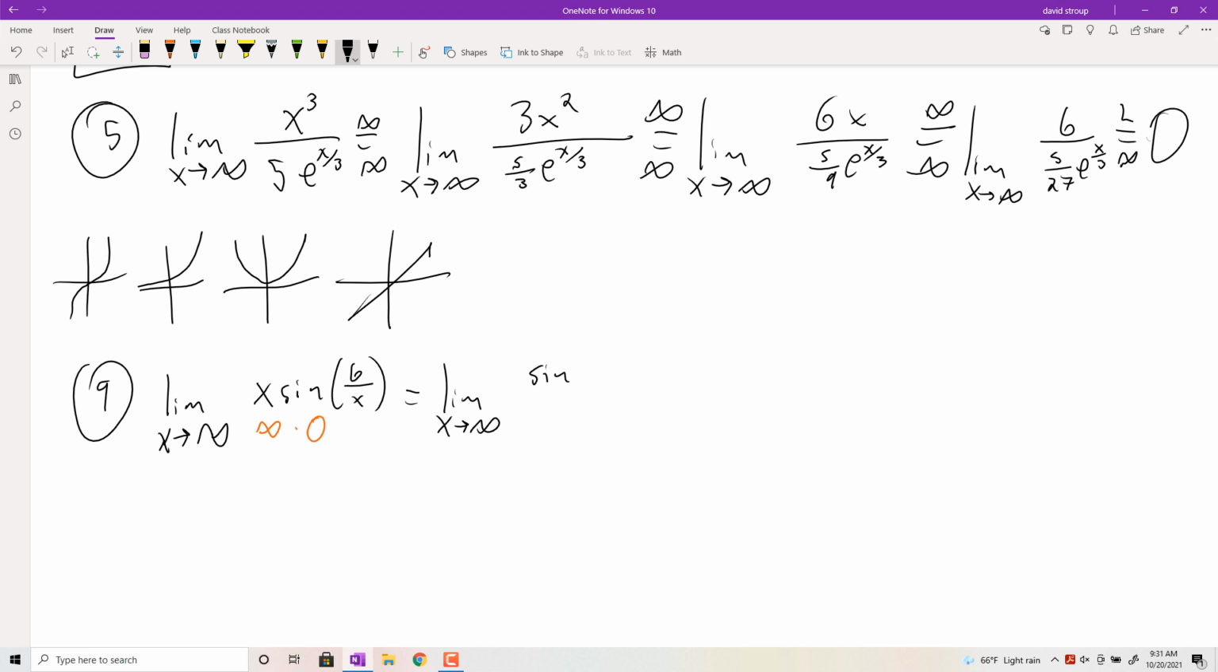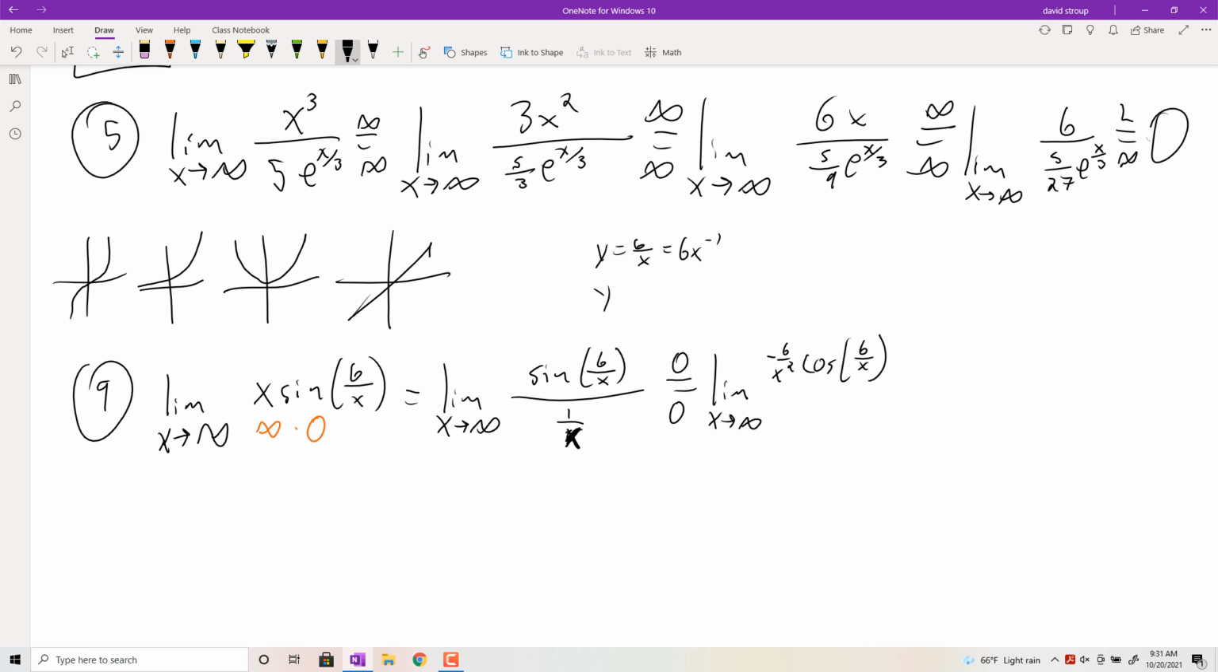And I have to be a little clever here. x is the same as 1 over 1 over x. So I could rewrite it like that. Sorry, not 6, but x. Okay, now I can do L'Hopital's because it's a 0 over 0 form. So the derivative of sine of 6 over x is cosine of 6 over x times negative 6 over x squared. You know, if y equals 6 over x, that's the same as 6x to the negative 1. y prime, that is negative 6x to the negative 2.